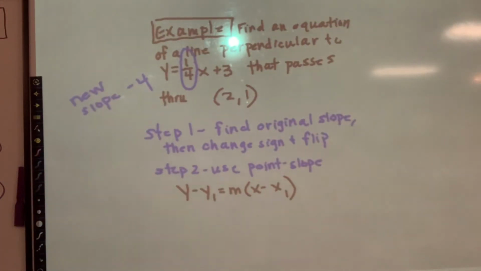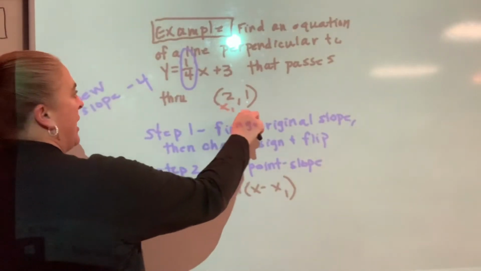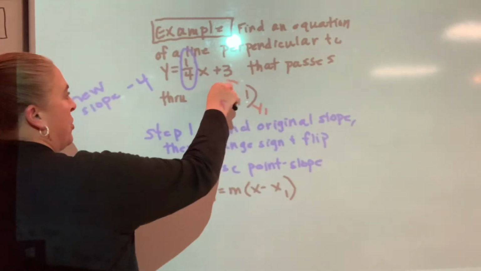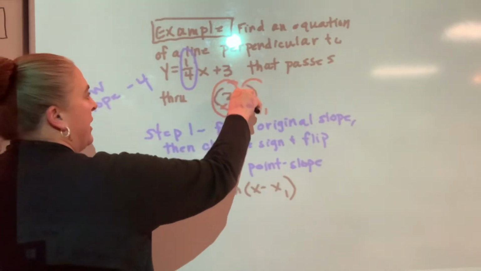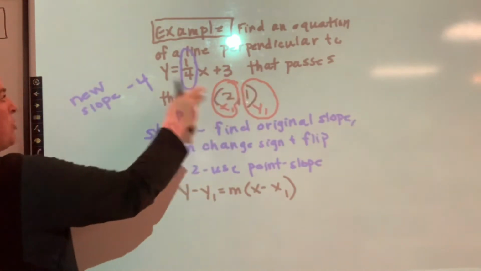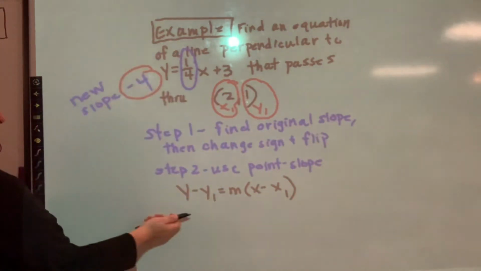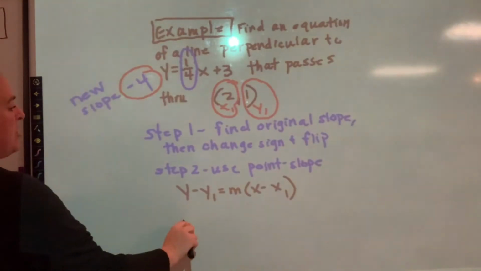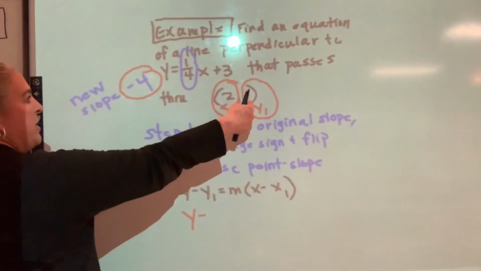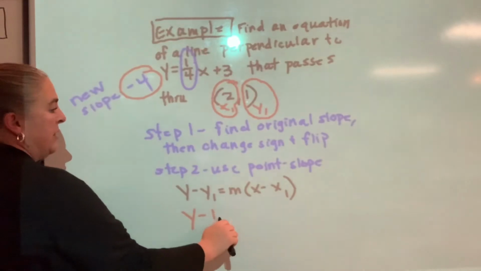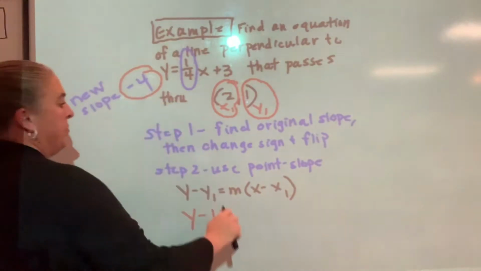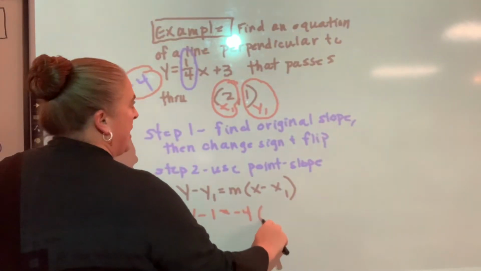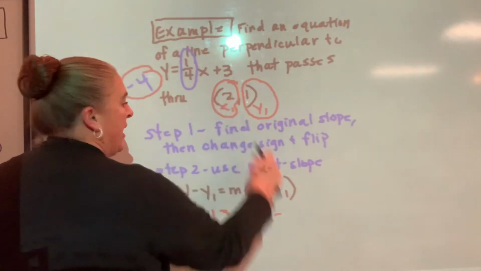I got a slope. I got a point. What do I do with the point? I always tell you to label. So this is my X1, and this is my Y1. Can I take these 3 pieces and put them down here? Yes. So this will be Y minus Y1, which is 1, equals the new slope, -4, times the quantity X minus X1, which is 2.